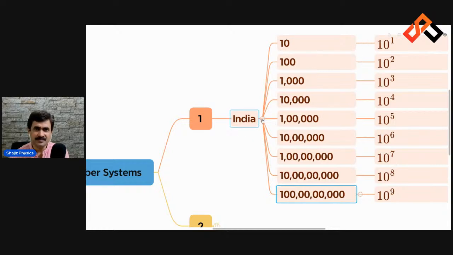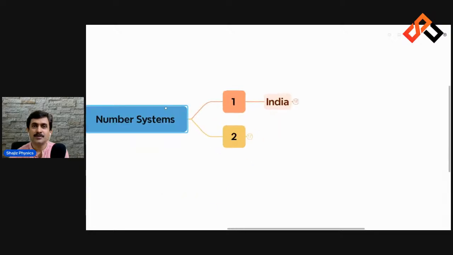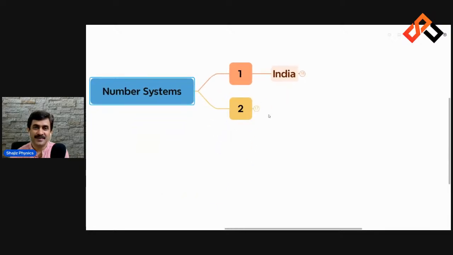Now, I hope this is absolutely clear for each one of you, because we are familiar with this particular system. And now I wanted to give you the system which is being followed by Europeans, especially in the US and UK. They consider the numbering system to be multiples of thousands. That is the major difference.